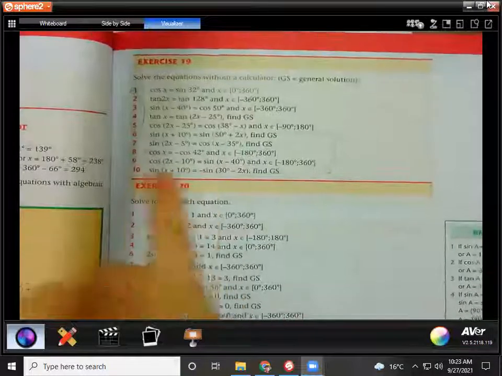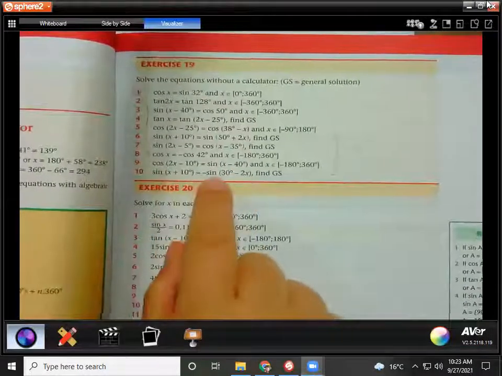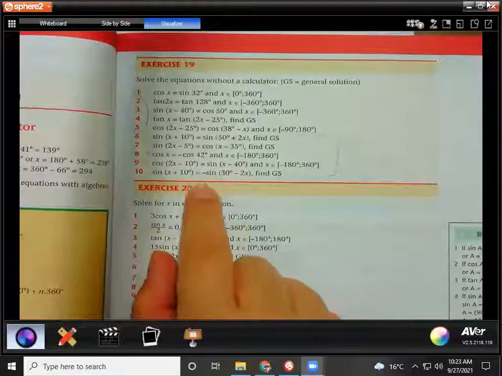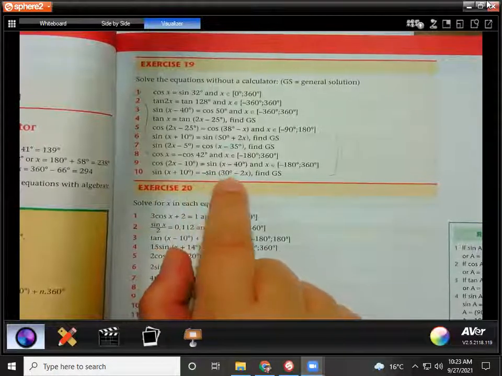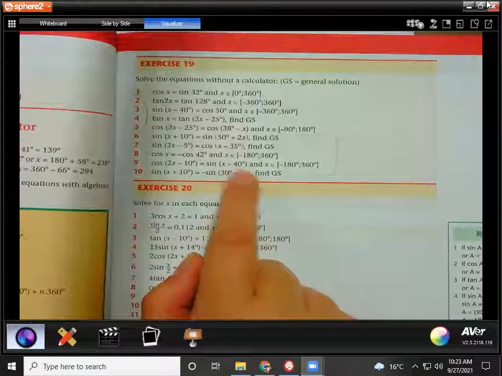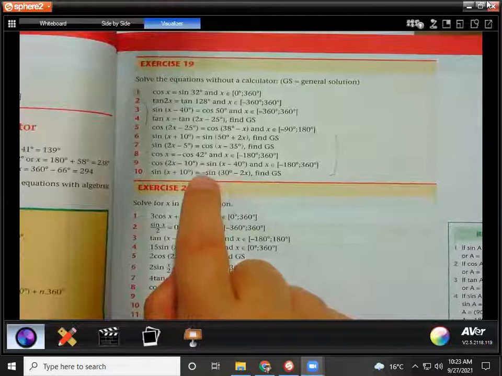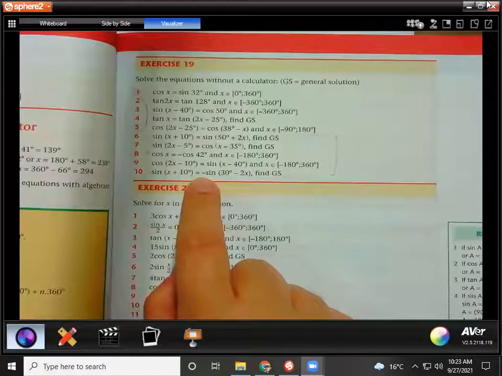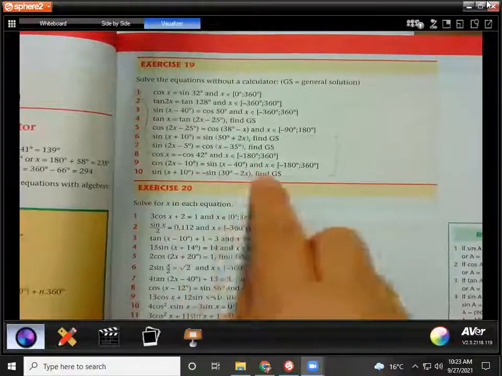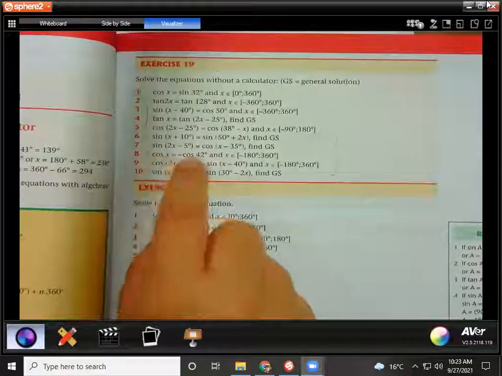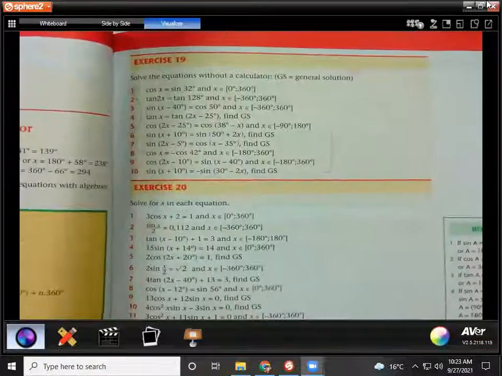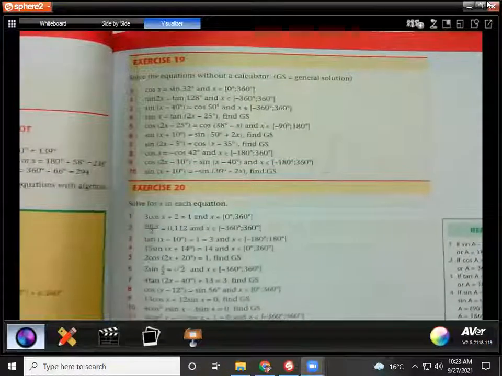Same thing here. You're not supposed to do number 10, but you can just look at how that looks. Sine of x plus 10 is equal to negative sine of 30 minus 2x. So it is sine equals sine. So that is your reference angle in brackets, but you would have to work in the quadrants where sine is negative, because there's a minus in front. You're not supposed to do number 10, you're supposed to do 9, but just for 8, please notice that you have to work in the negative quadrants. Okay, I'll leave that up.